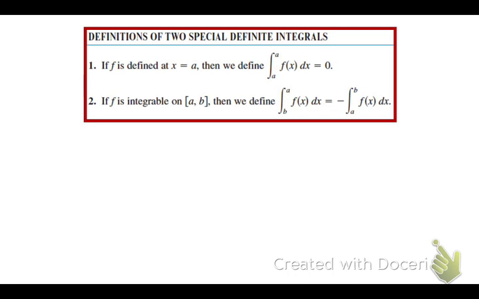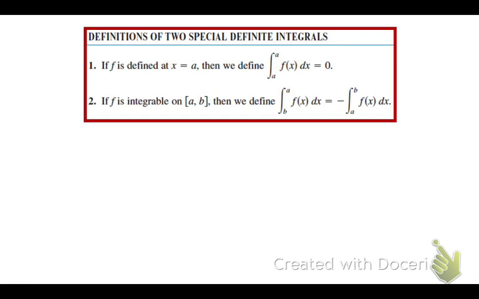Okay, so some rules we need to know. If f is defined at x equals a, then we define the integral from a to a. Wait, how far do we go from a to a? None. So guess what the area is? 0. These were on your final, or on that last test or quiz. So from a to a, your area is 0, or the definite integral is 0. Same thing. Finding the integral, you're finding the area under the curve.